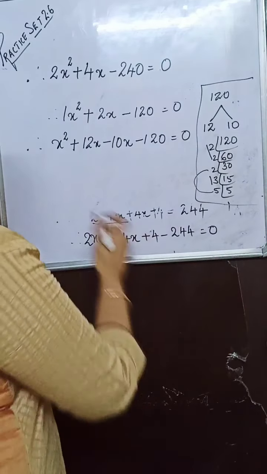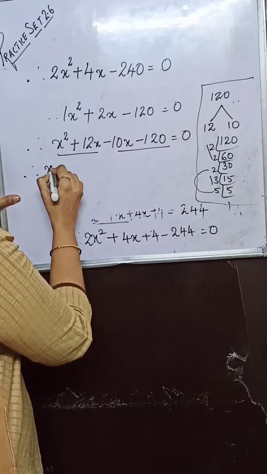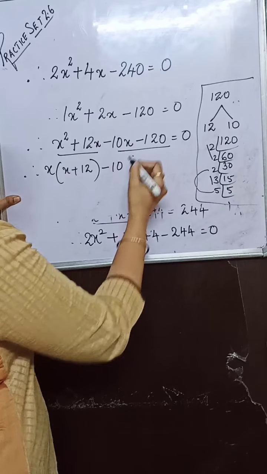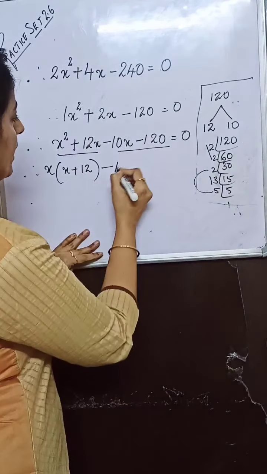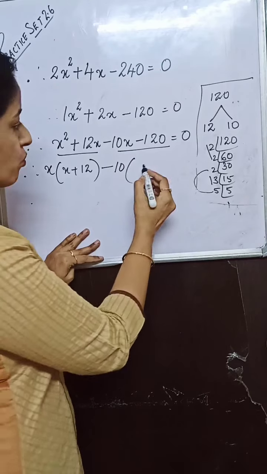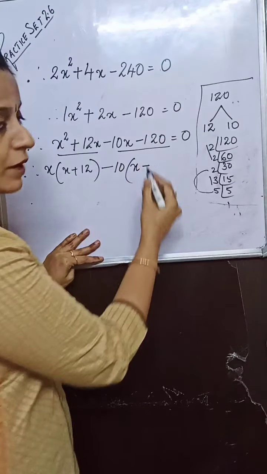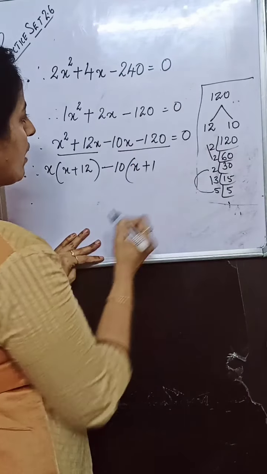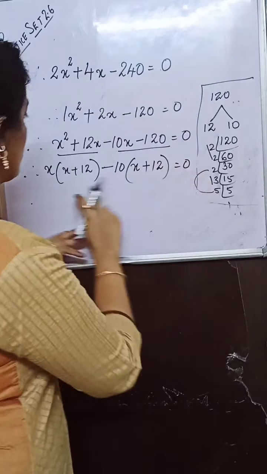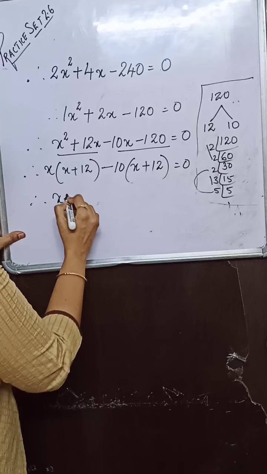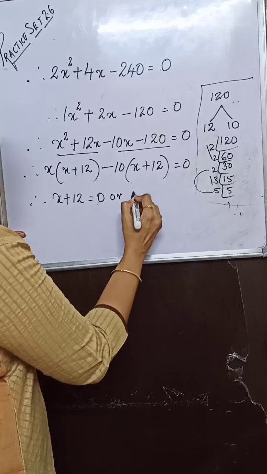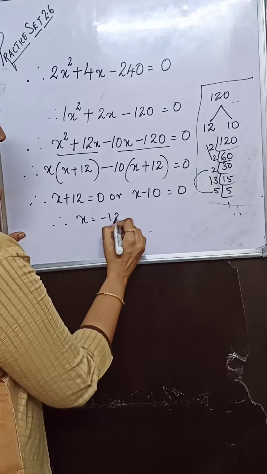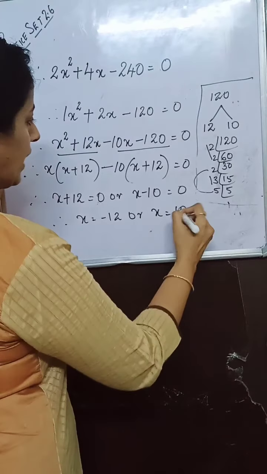Yes, everything is correct. Now forming groups, take common: x plus 12 minus 10 common out of this. Common means you have to divide by that number. So what remains? 10 divided by 10 is 1x, only x is remaining, minus 120 divided by 10. Now minus sign, so this minus will become plus. 10 ones are 10 and 10 twos are 20, equal to 0. Yes, same we got. Therefore, x plus 12 equal to 0 or x minus 10 equal to 0. Therefore, x is equal to minus 12 or x is equal to 10.